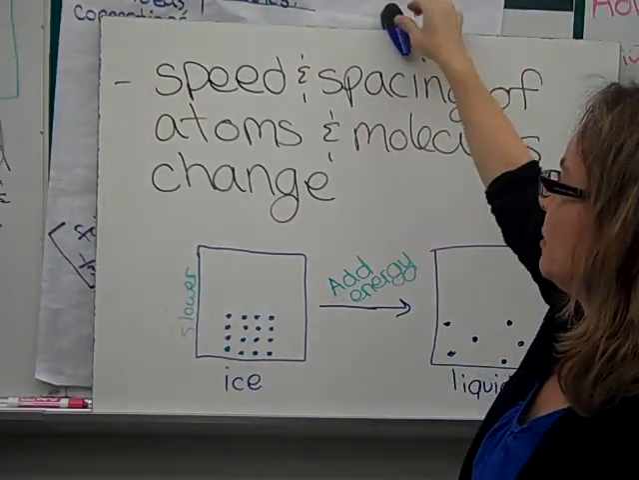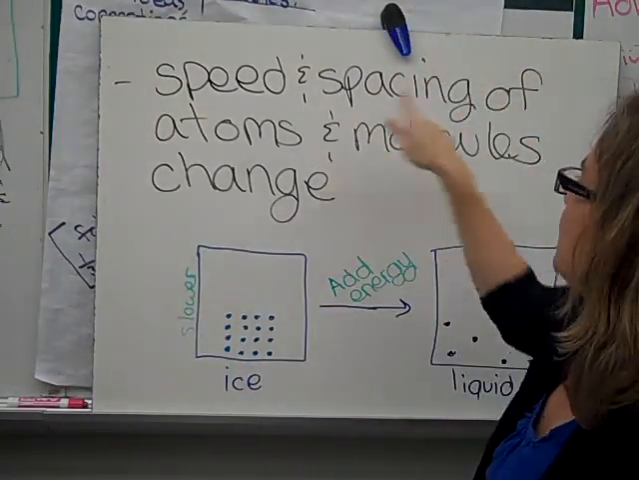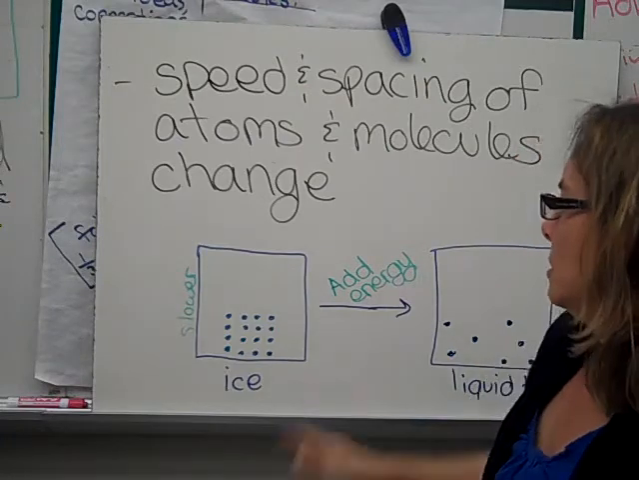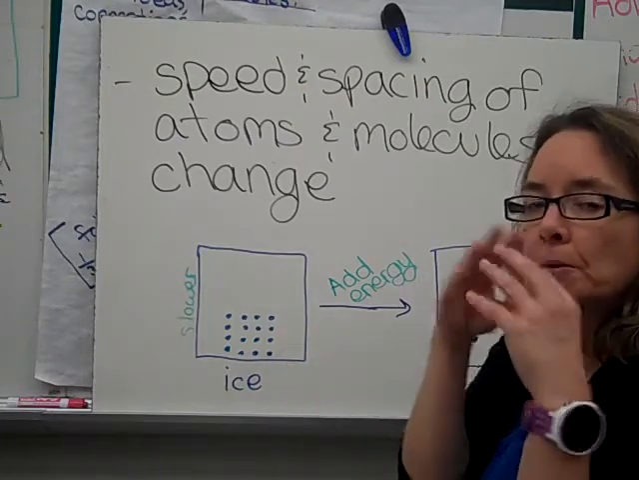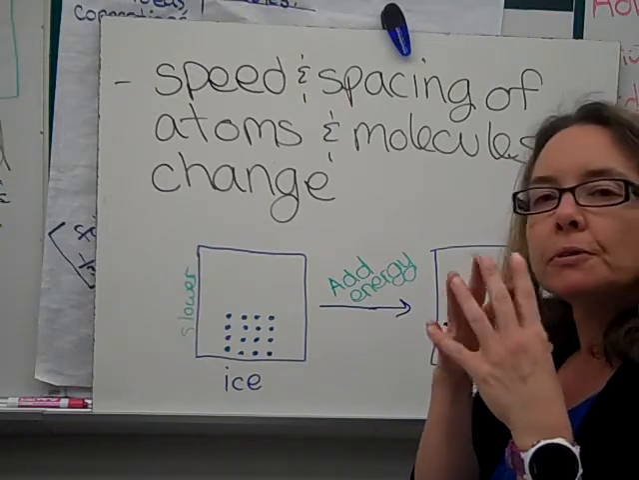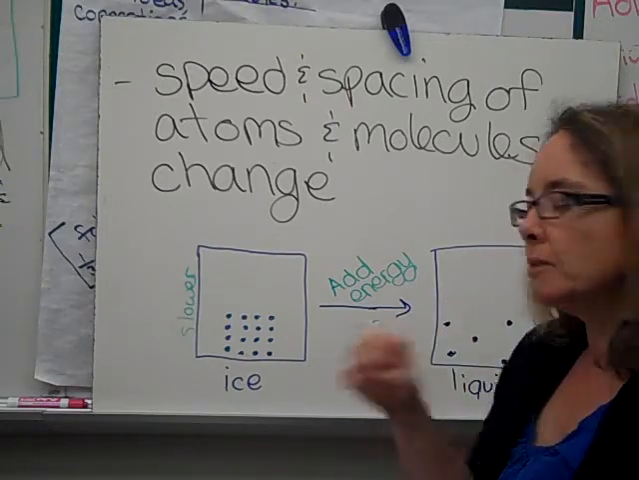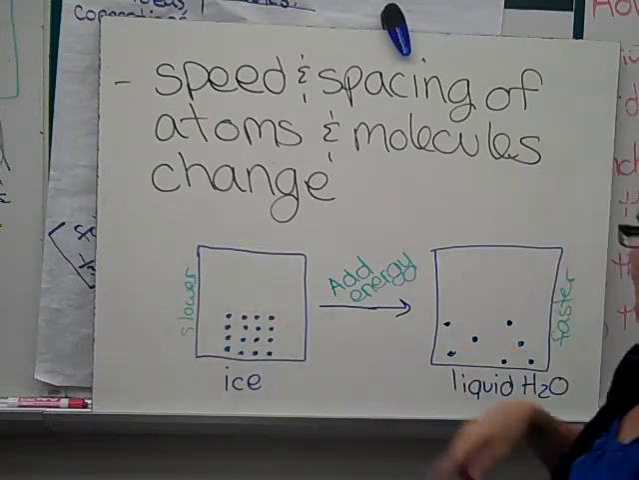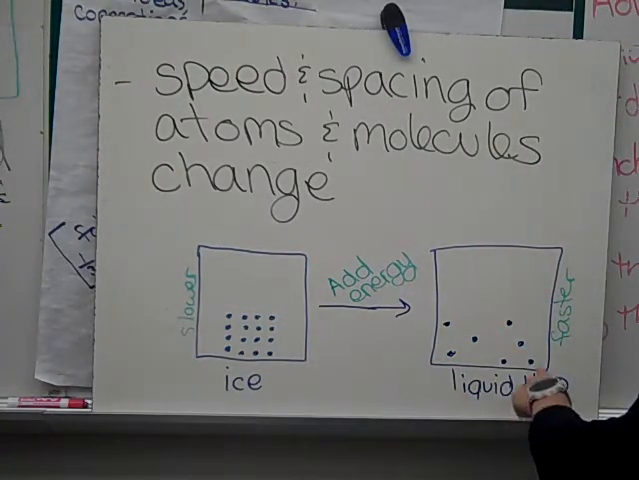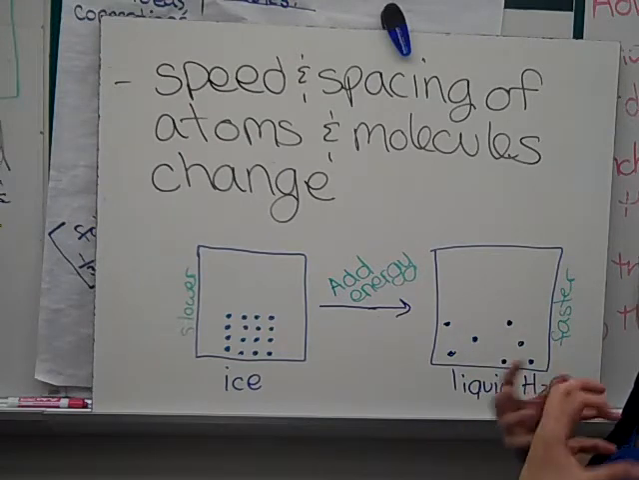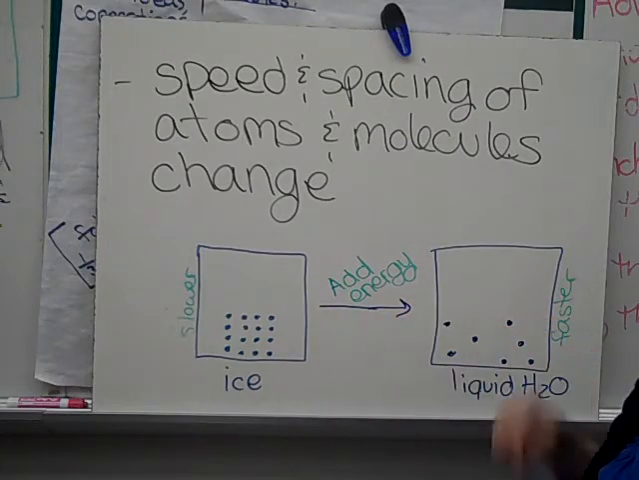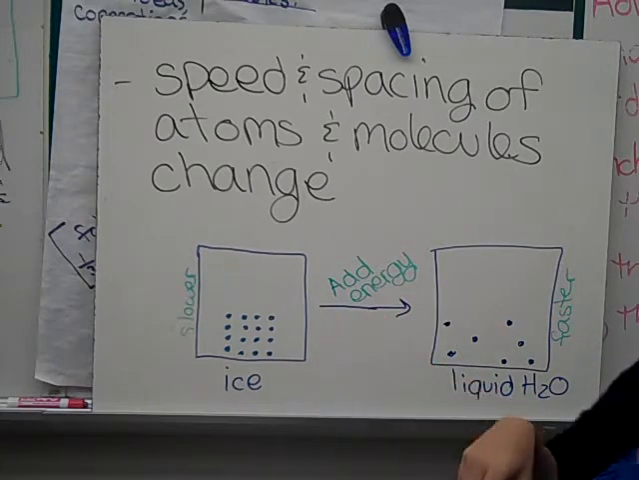And when we add or remove energy, the speed and spacing of the atoms and molecules changes. So in an ice cube, those atoms and molecules are nice and orderly and tightly arranged and vibrating in place. They're moving slower. We add energy, and in liquid water, those molecules start moving faster, they spread apart, and now we've changed phase from solid to liquid by adding energy.